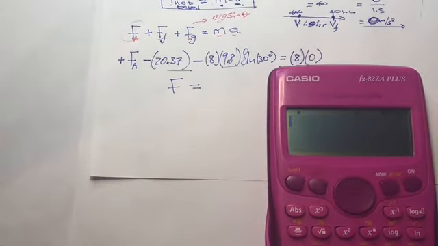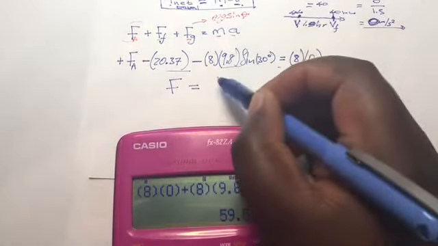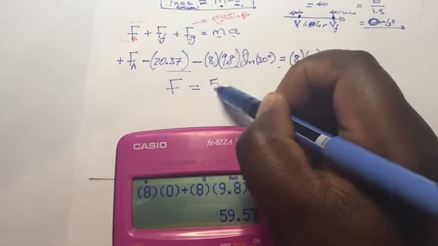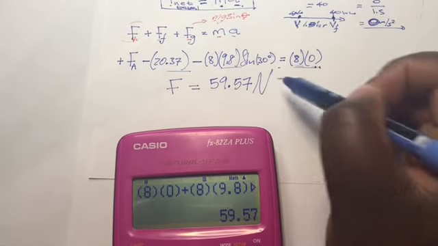So let's see. We've got 8 times 0, which equals 0. Then you add your 8 times 9.8 times sine 30 plus 20.37. The answer that we get is the force which is applied. So the applied force is 59.57 newtons.